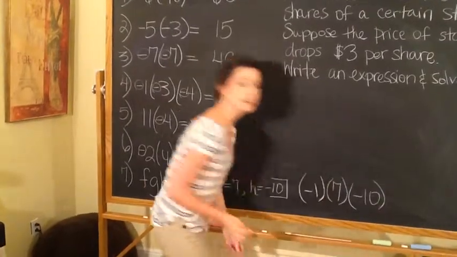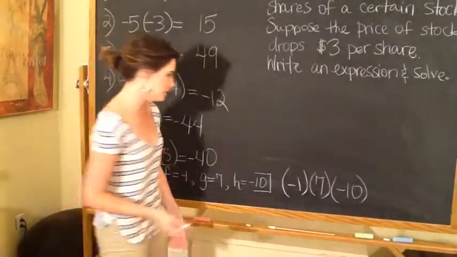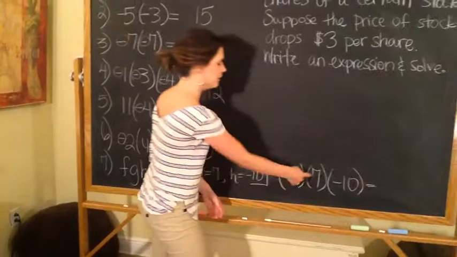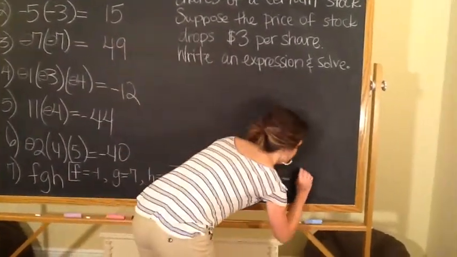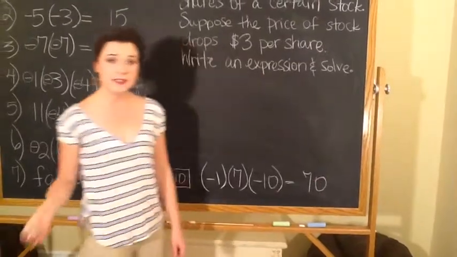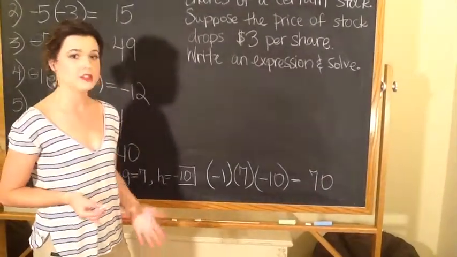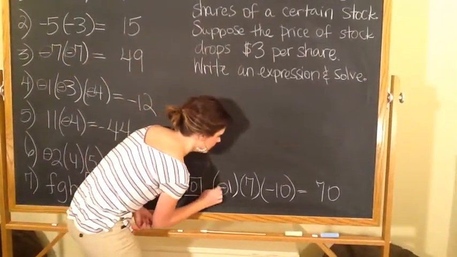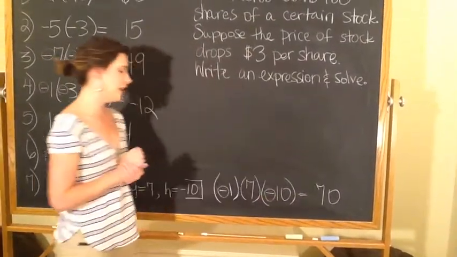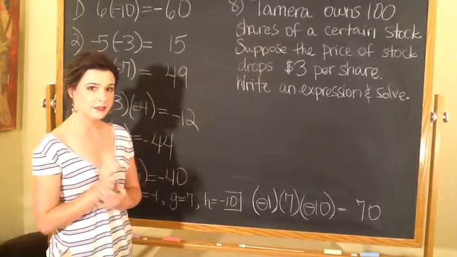So let's go ahead and start off by multiplying across. So we have 1 times 7, which gives you 7. And then we have 7 times 10, which gives you 70. And is it going to be a positive 70 or a negative 70? So let's go ahead and count up our negative signs to find out. So we have 1, 2 negative signs, so our answer is going to be positive.